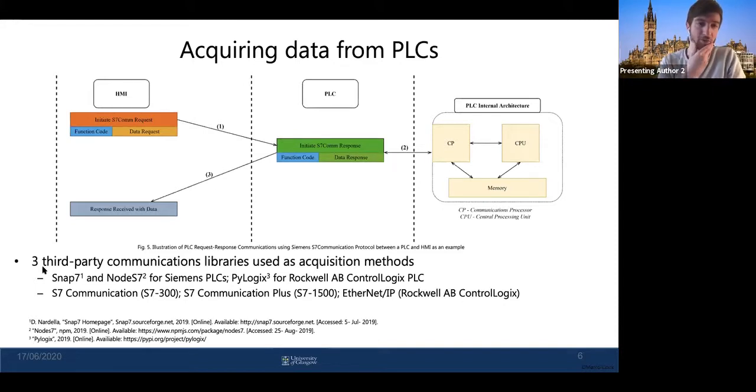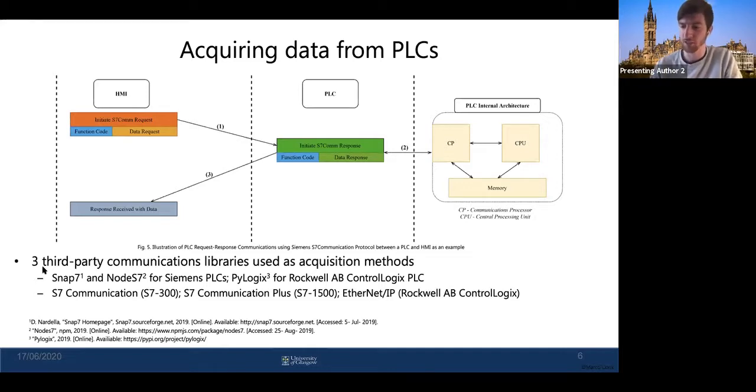So in this example, we have an HMI, which is a human machine interface, essentially just a glorified touchscreen that operators use to communicate and control with plant floor operations. That might send a request to a PLC asking for a timer value or an update on a pressure or temperature gauge. The PLC will receive that, and using the function code within that request, it will retrieve the data from memory, pass it back to the CPU and to the communications processor, and then send that back into the network to the HMI.